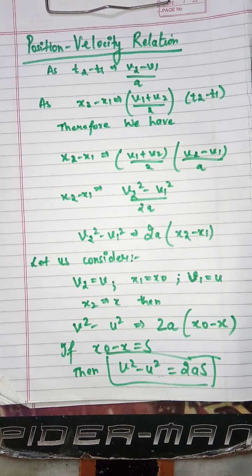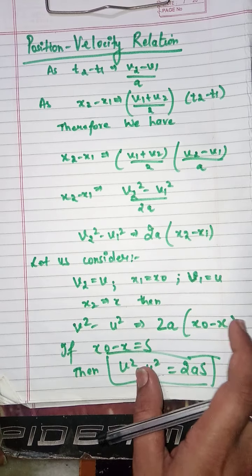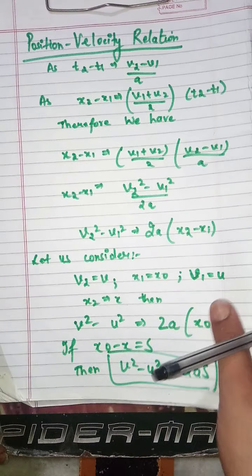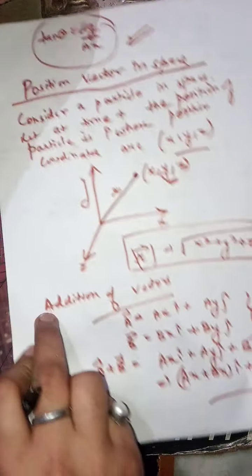And this is the important position velocity relation, which considers the initial velocity u, the final velocity v, the acceleration a, and the displacement occurred by the body, or the distance covered by the body, s. This is the important position velocity relation. Moving ahead to the next topic.